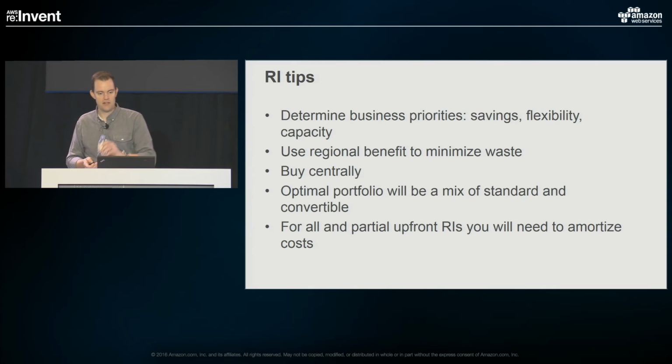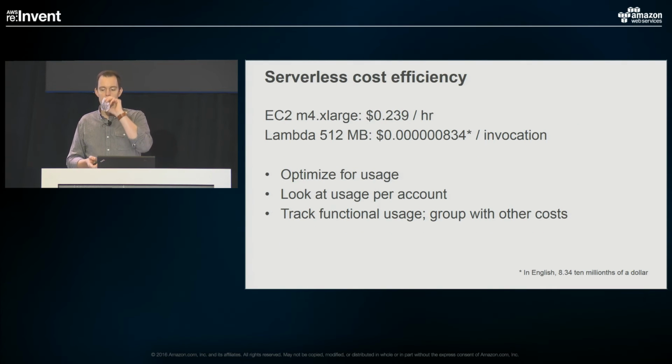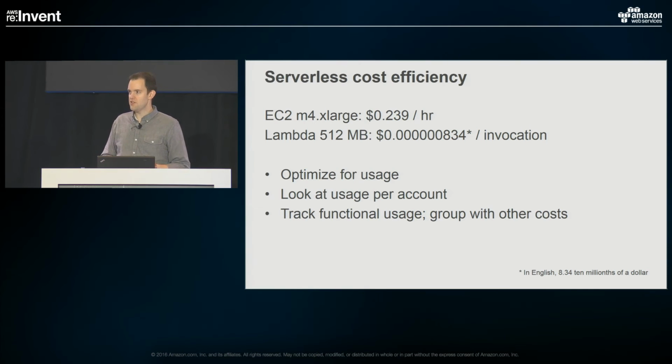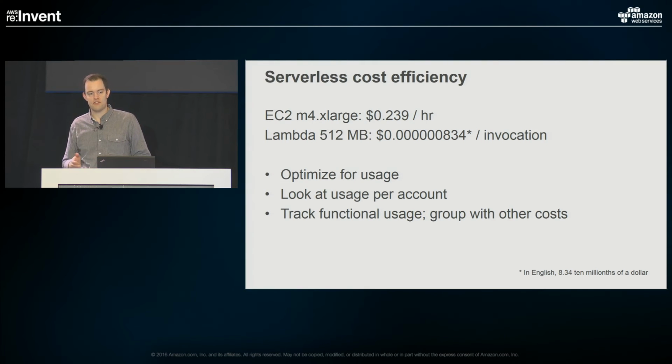Okay, so let's talk about serverless. One of the most immediate things you're going to notice about serverless when it comes to cost efficiency is just how different it is in units and language and number-wise. So again, looking at an EC2 M4 X large instance, about 24 cents an hour. Let's compare that to a Lambda function allocated 512 megs of memory running at 8.34 millionths of a dollar per invocation.